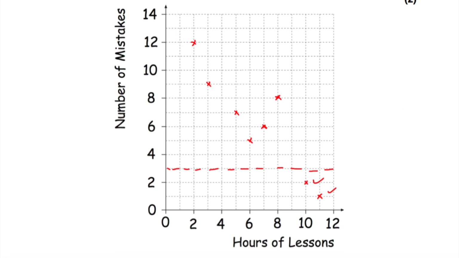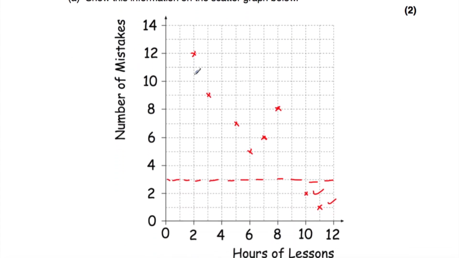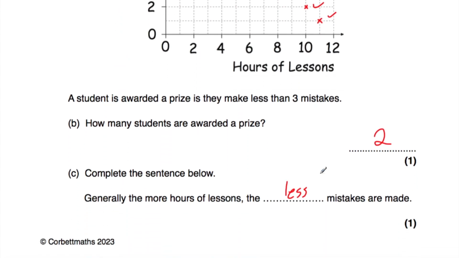And actually you can see that from the table. The people who had more hours of lessons made less mistakes. So for instance, this person had 11 hours, only made 1 mistake. This person had 10 hours, only made 2, and so on. But looking at our scatter graph, we can see that more clearly, that as they have more lessons, they made less mistakes. So the more hours of lessons a student has, the fewer mistakes are made. And that's it.